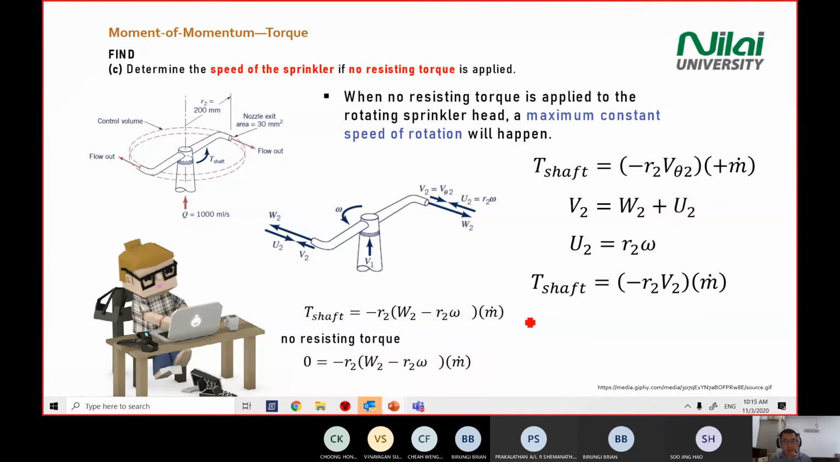Right. So there's no resisting torque. When there's no resisting torque, it means on the left hand side, the torque component equals 0. Means there's no torque or no friction, or frictionless movement. There's no resisting torque. You arrive at this equation.